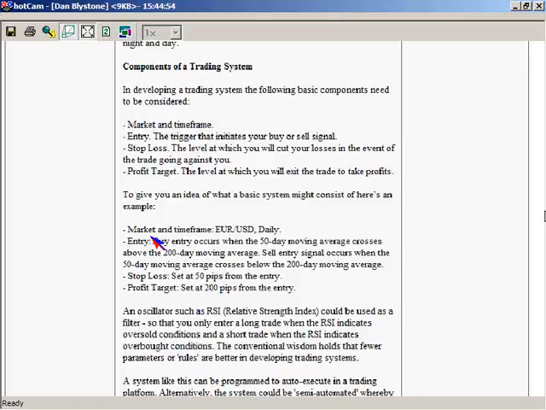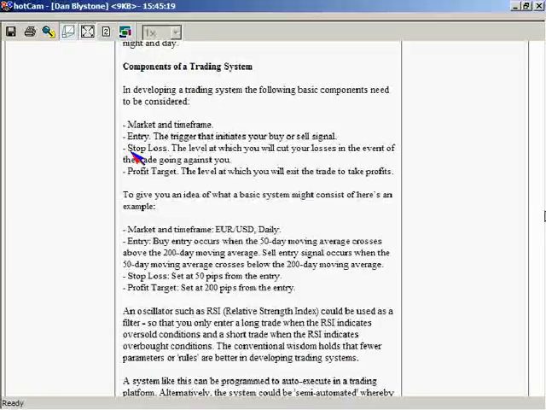What is it? Is it a moving average crossover? Is it a MACD crossing the zero line? Something like that is the entry. Stop loss is the next thing you've got to consider: the level at which you will cut your losses in the event of a trade going against you. Profit target: the level at which you will exit the trade to take profits.